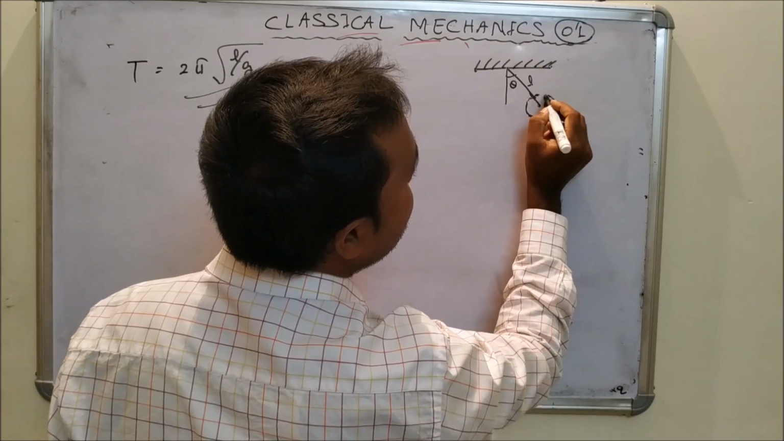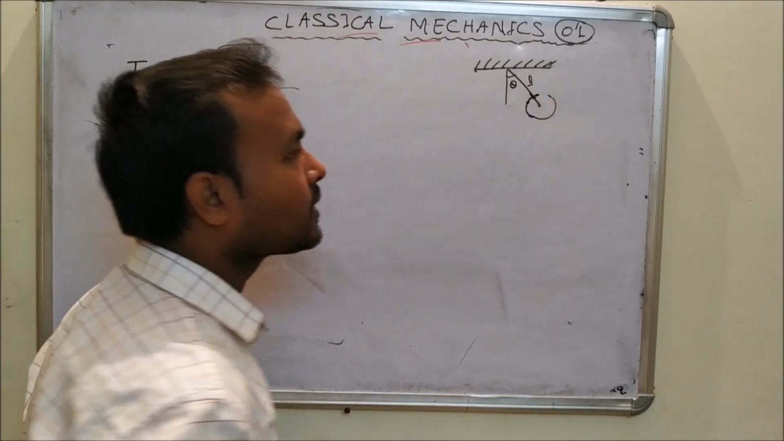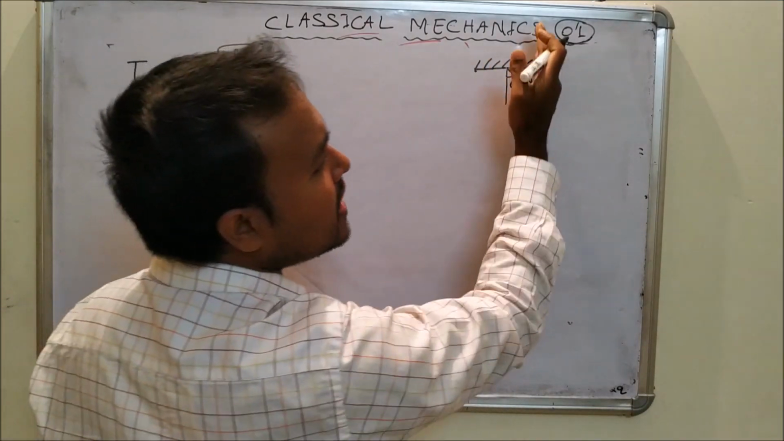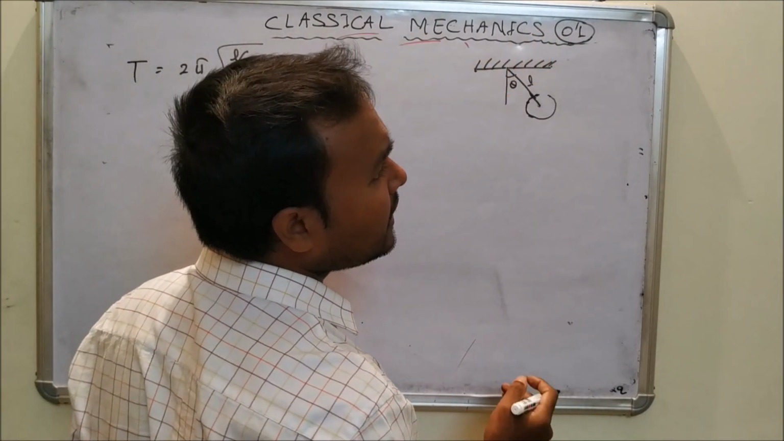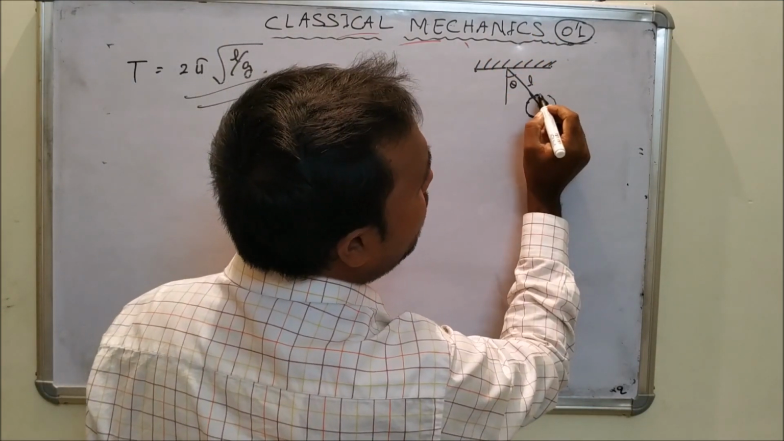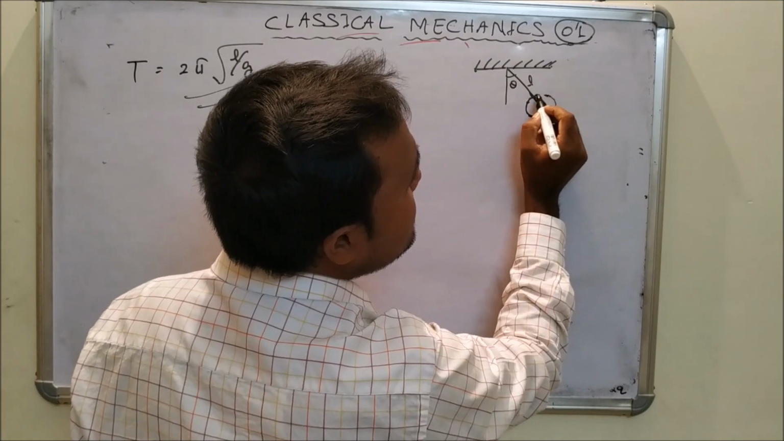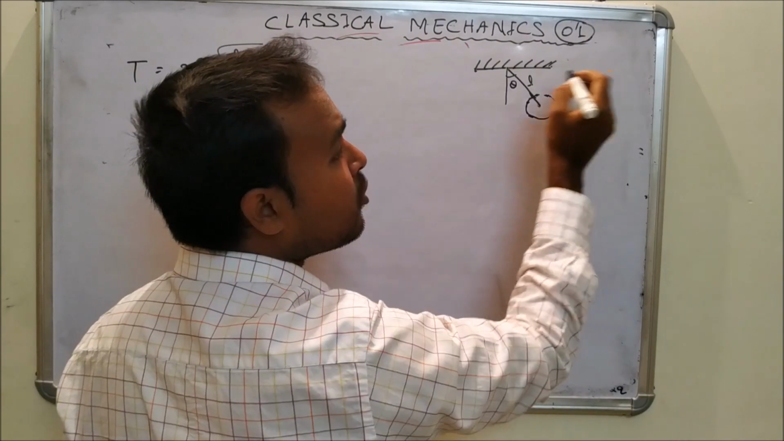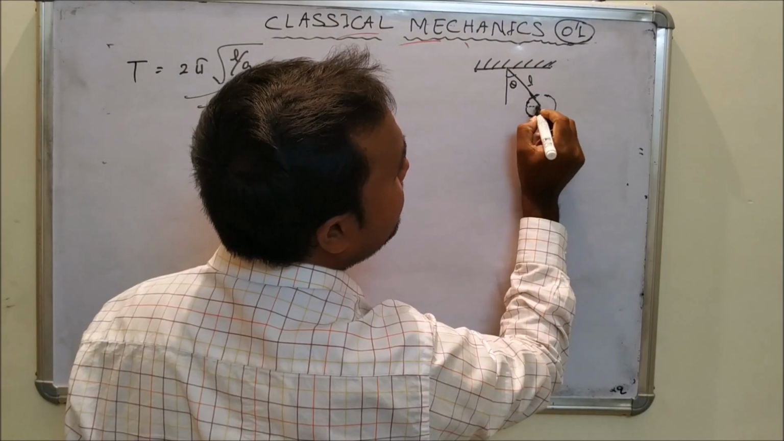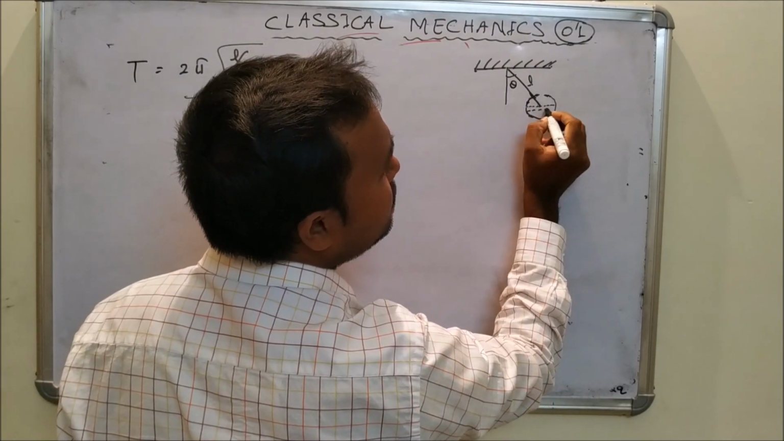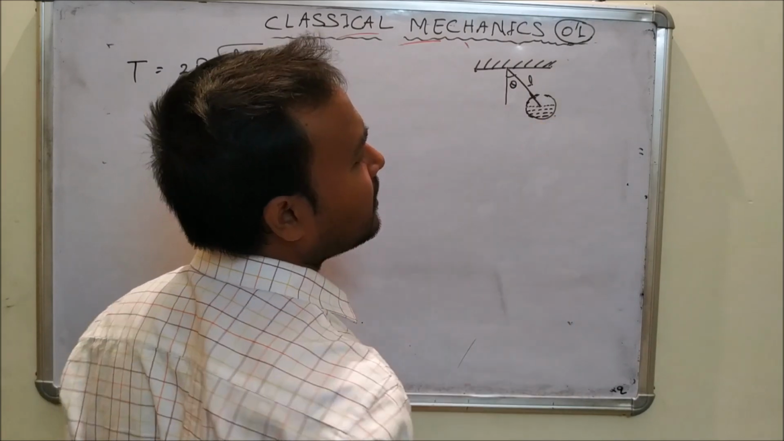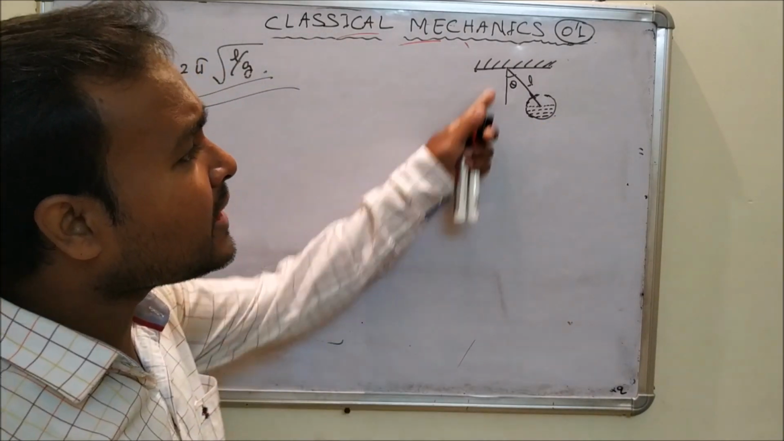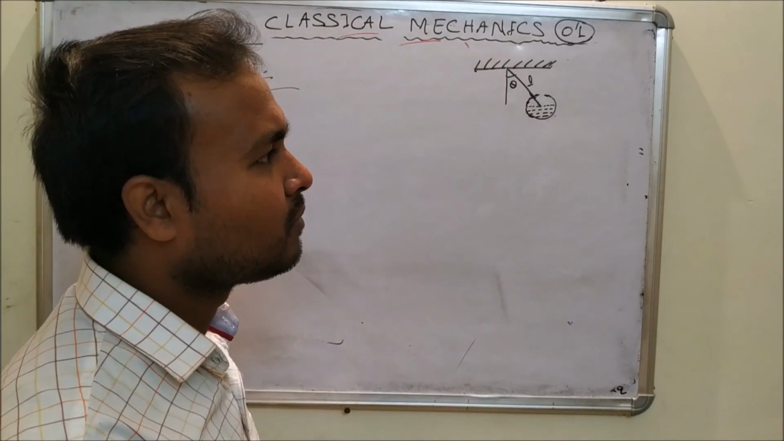Now what will I do, I will make a small hole in it, okay? So if I break the bob, suppose I pour some water inside the bob up to this point, then what will be the time period of this pendulum?